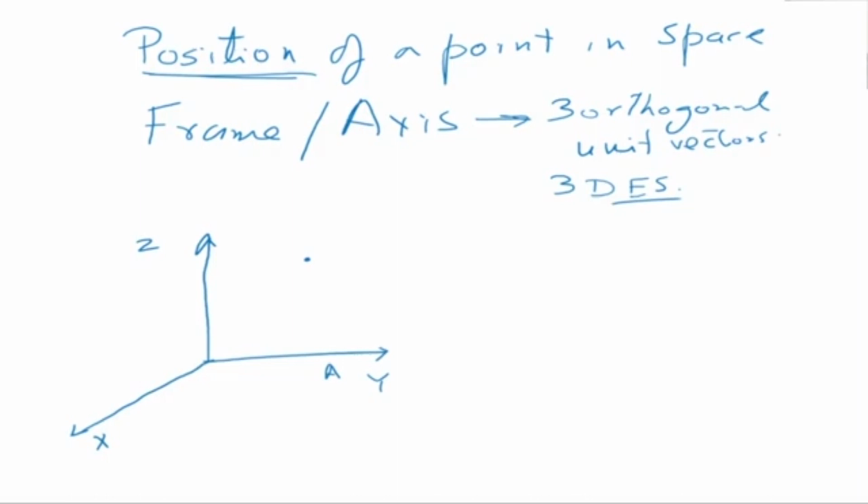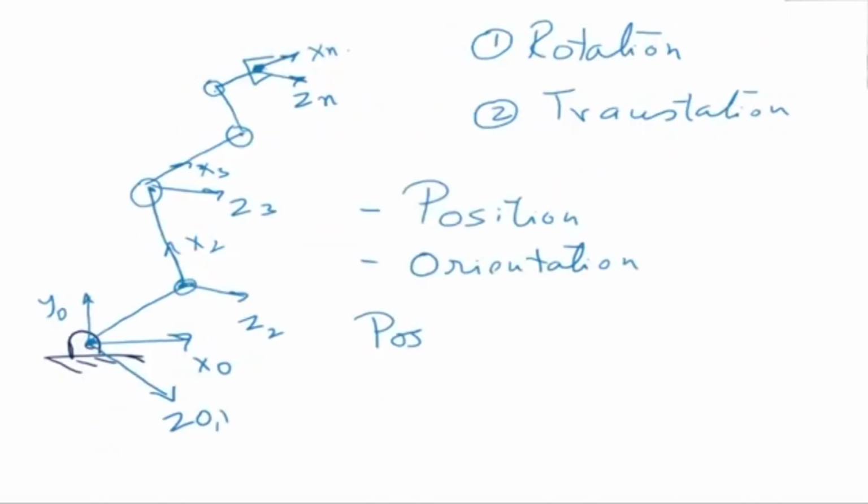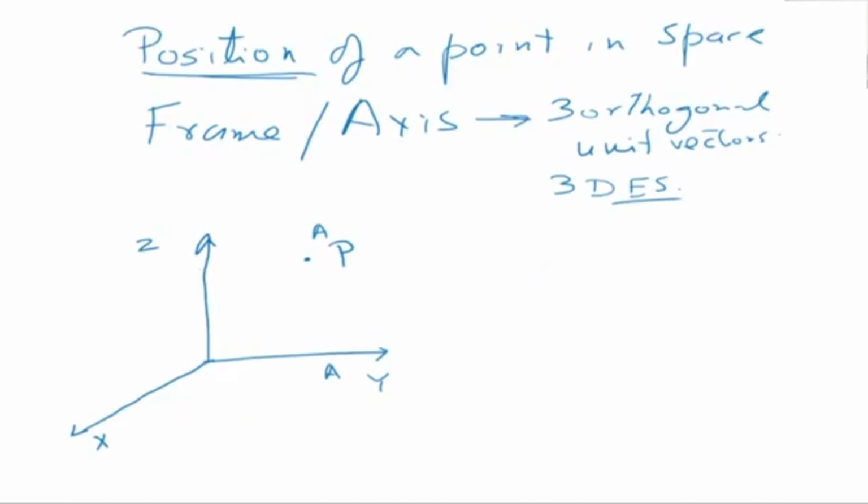Now in robotics, we are defining a point P, and this point P is with reference to frame A. So in a robot, we can have multiple axes as just seen here. So when you're writing the position of a point, we have to be careful of also writing which frame it is with reference to. So I'm writing PA, which means point P with reference to axis A has coordinates x, y, and z.